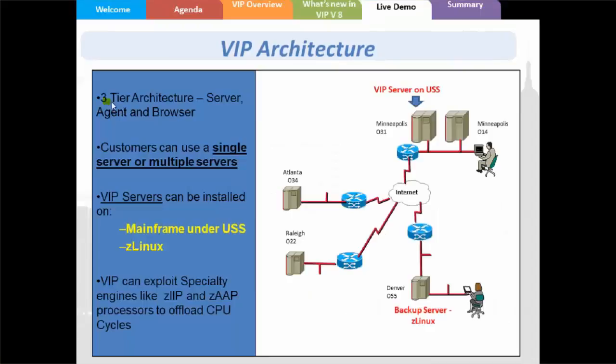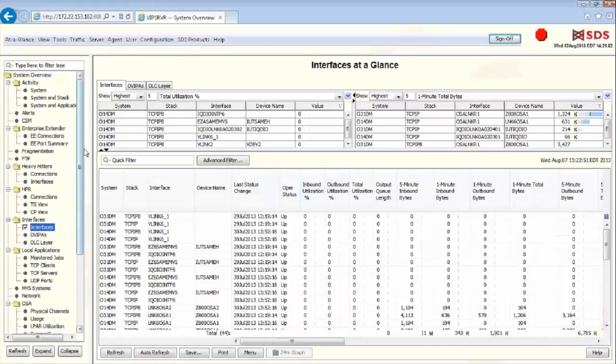It is a 3-tier architecture, so it consists of a server, agent, and a browser. So customers can use a single server or multiple servers, as I mentioned. Other options available to you from a server point of view is to run it on a Windows platform, Linux, and Unix is also some of the options available to you.